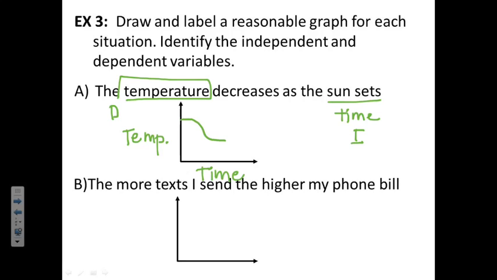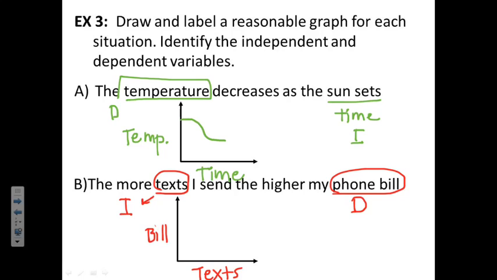But our two things that we're talking about are texts and phone bills. So the more texts I send, the higher my phone bill. So it seems that your phone bill is going to depend on how many texts you send. So that makes the phone bill the dependent variable and the texts the independent variable. So I'll put the texts across the bottom, and I'll put bill for the vertical axis, and it just says the more text you send.